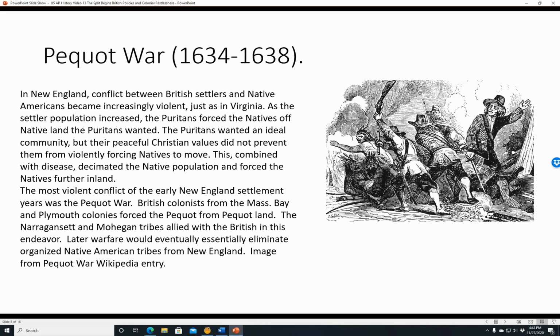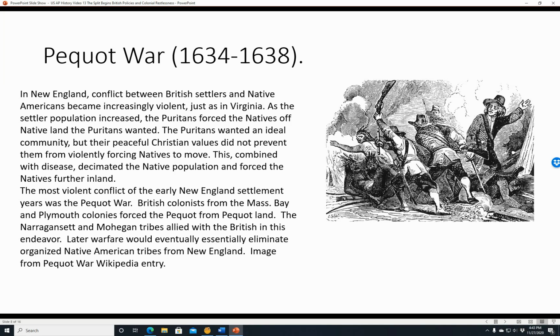The most violent conflict of early New England settlement years was the Pequot War. British colonists from the Massachusetts Bay and Plymouth colonies forced the Pequot from Pequot land. The Narragansett and Mohegan tribes allied themselves with the British in this endeavor. So the Narragansett, the Mohegans, and the British all worked to force the Pequots off their own land.